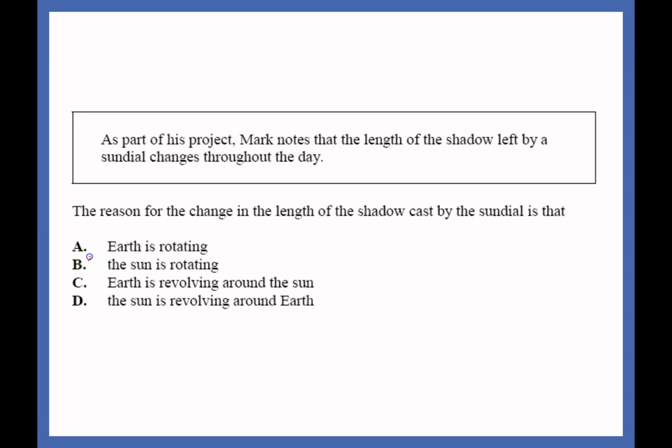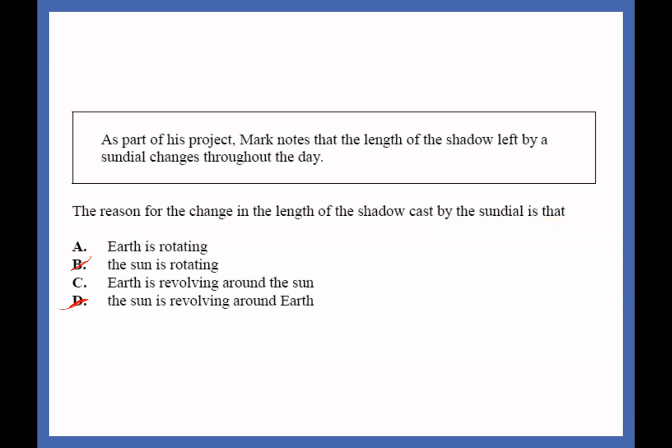So we would eliminate B because the sun is not rotating, and then D, the sun isn't revolving around the Earth, the Earth is revolving around the sun. But which of those two, Earth is rotating or Earth is revolving around the sun, is the reason for the change in the length of shadow cast by the sundial?